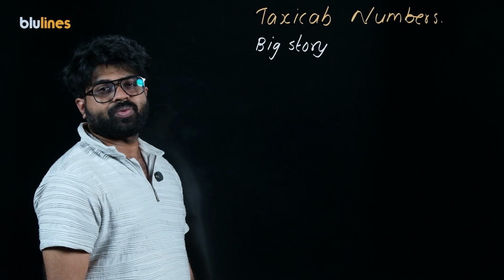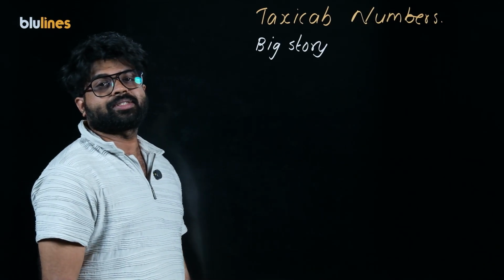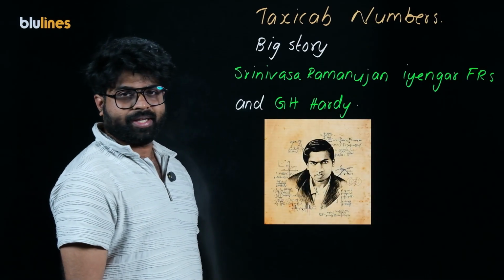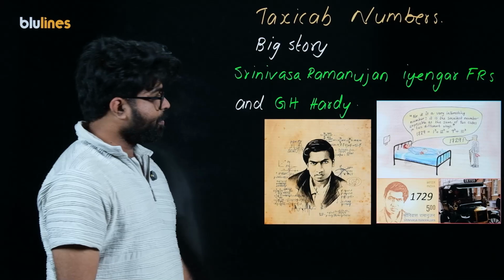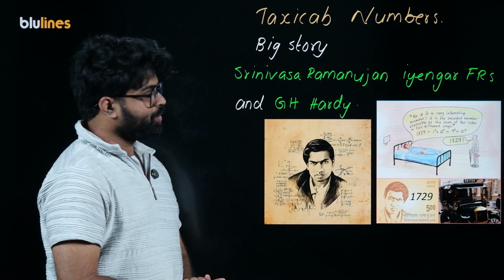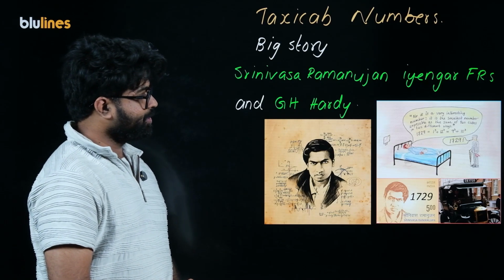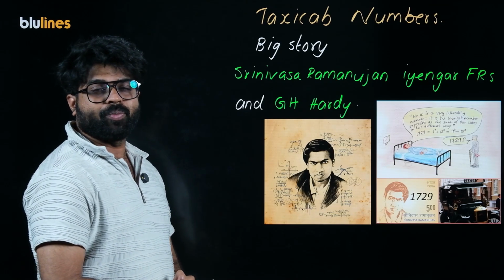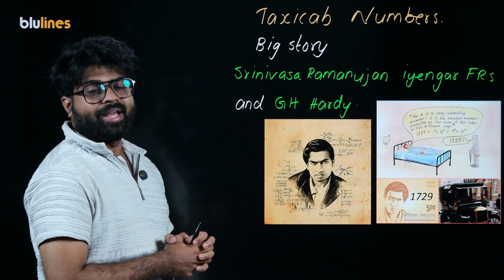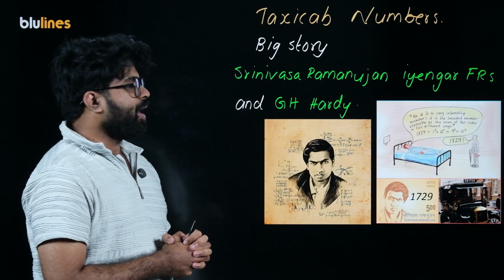Now let us go for something big, a story about the taxi cab number. The great Indian mathematical genius Srinivasa Ramanujan Iyengar FRS and Dr. G.H. Hardy. When Ramanujan was hospitalized, G.H. Hardy, a famous mathematician at the time, visited to see him. He said that he had booked a cab whose number was 1729, and Hardy remarked that the number was too odd and a bad number.